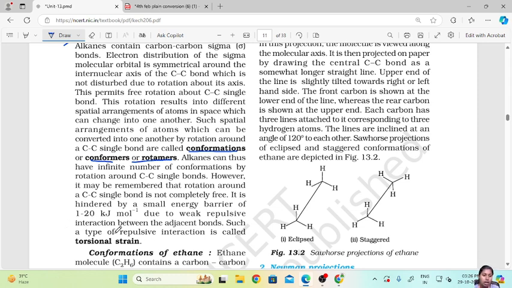Now such a type of repulsive interaction is called torsional strain. This 1 to 20 kilojoules per mole, the repulsion which is faced, that is called torsional strain.